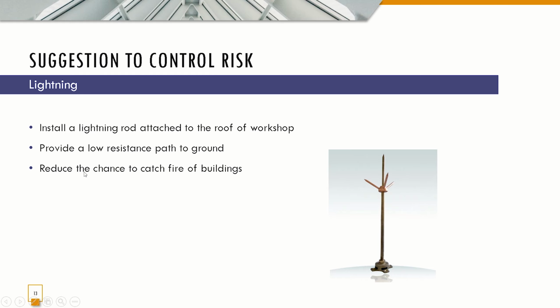Next, we have a suggestion to control the risk. We can strengthen our lightning protection system by installing a lightning rod attached to the roof of the workshop. It provides a low resistance path to ground. By doing this, we can greatly reduce the chance of buildings catching fire.